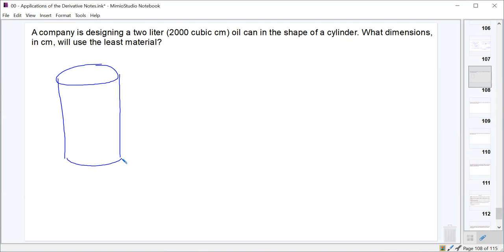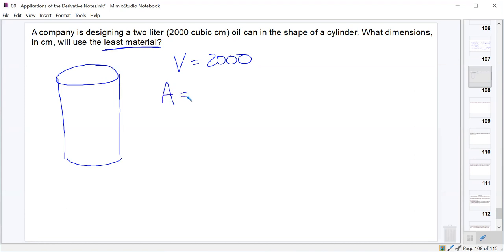And we know that it's got a volume of 2,000 cubic centimeters. So I'm just going to kind of put that information on the side here. Our volume has to be 2,000. We want to know what dimensions will use the least amount of material. Well, the material would be the surface area. So I'll just call that A in this case.